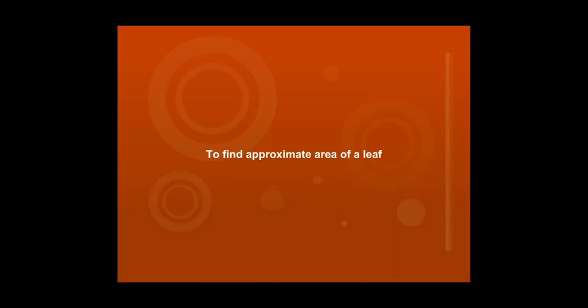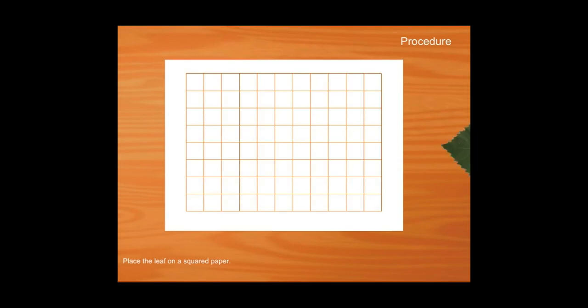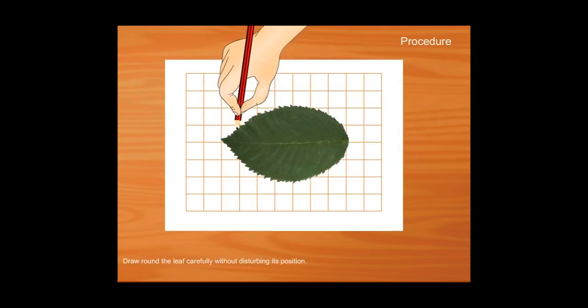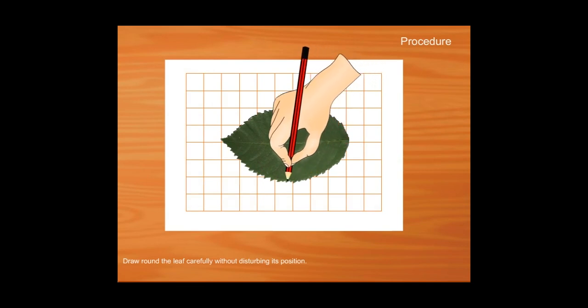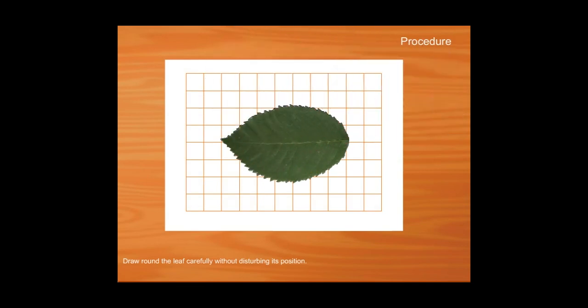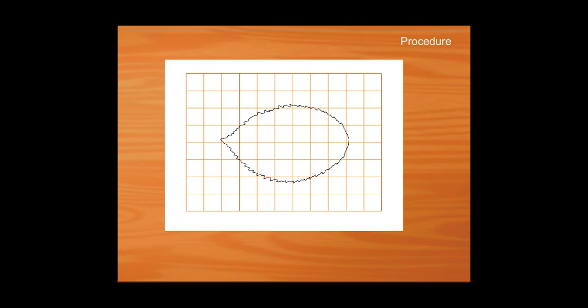To find the approximate area of a leaf, place the leaf on a squared paper. Draw around the leaf carefully without disturbing its position. Now count the number of squares enclosed within the shape as follows. Count a full square as 1. Count a more than half square as 1. Ignore a square which is half or less than half. The area of the leaf is 20 square units.